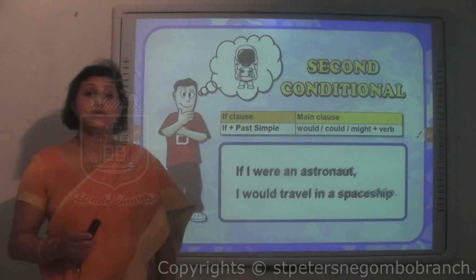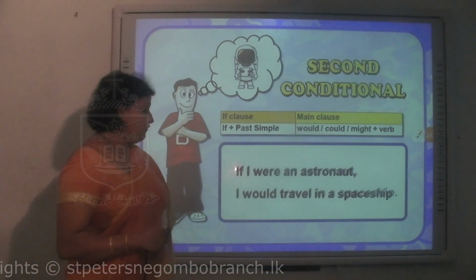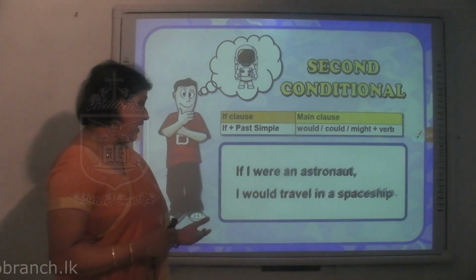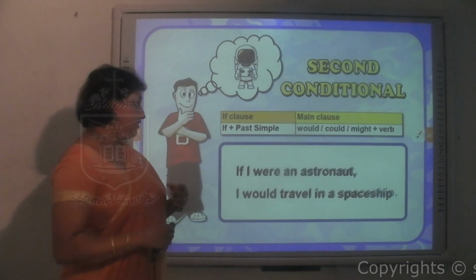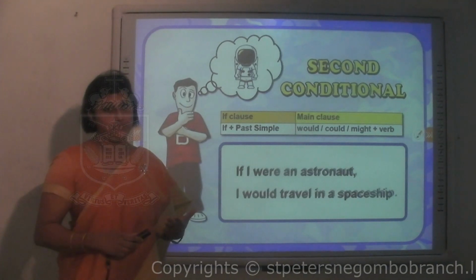So moving on to conditional type 2. First we'll move on to the example given. If I were an astronaut, I would travel in a spaceship.